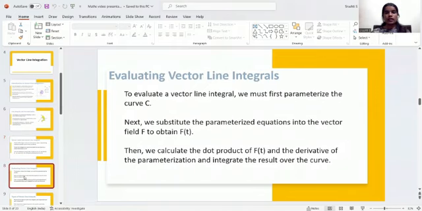Evaluating vector line integrals. To evaluate a vector line integral, we must first parameterize the curve C. Next, we substitute the parameterized equations into the vector field F to obtain F of t. Then we calculate the dot product of F of t and the derivative of the parameterization, and integrate the result over the curve.